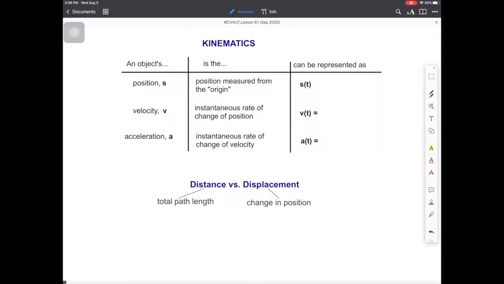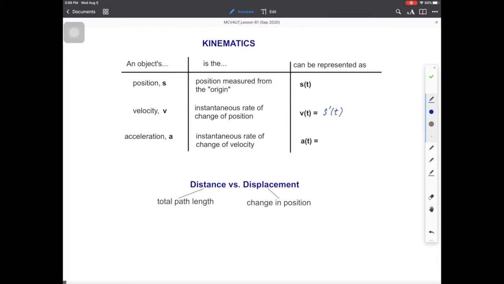We have definitions for position, velocity, and acceleration. We usually denote position as s as a function of time, s of t, velocity as v, and it is defined as the instantaneous rate of change of position. Therefore, v of t can be looked at as the rate of change of s of t, and in calculus we know this means s prime of t, the first derivative.